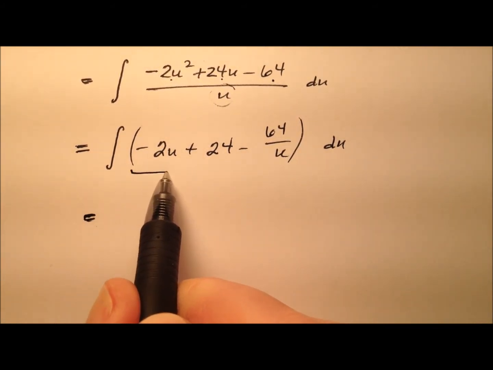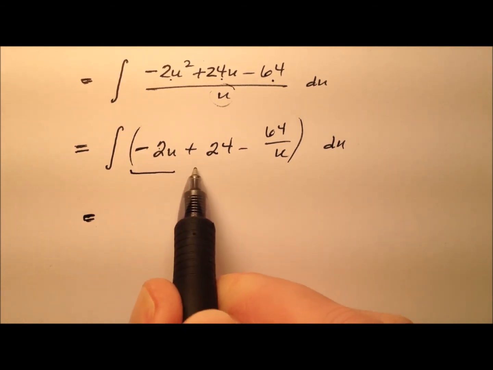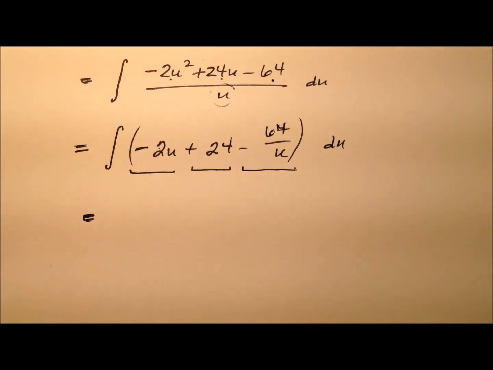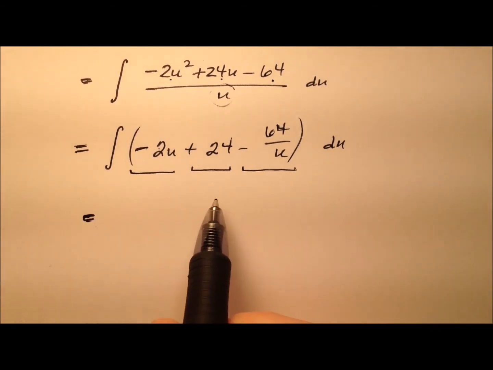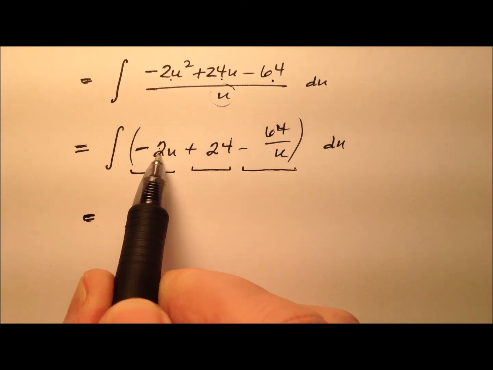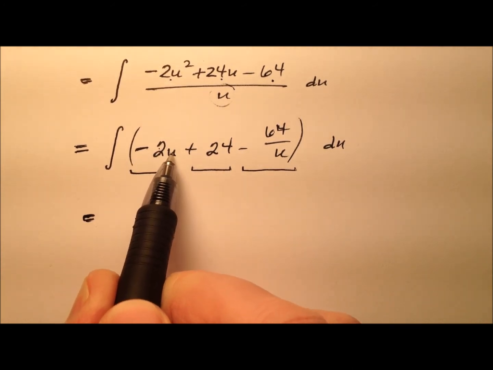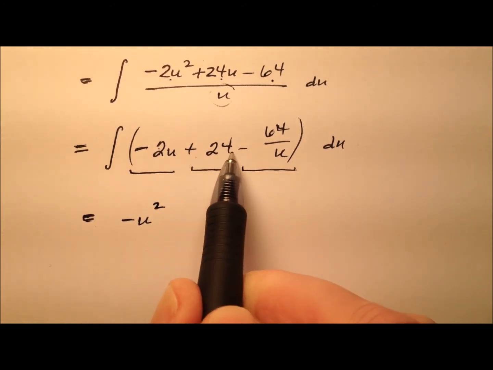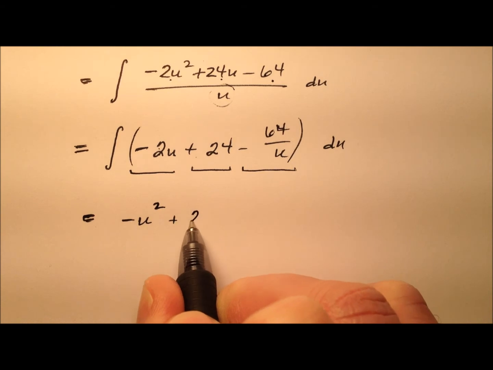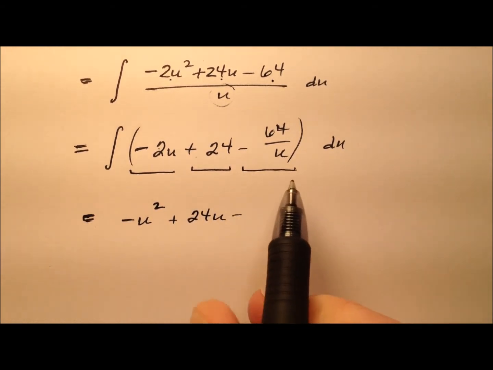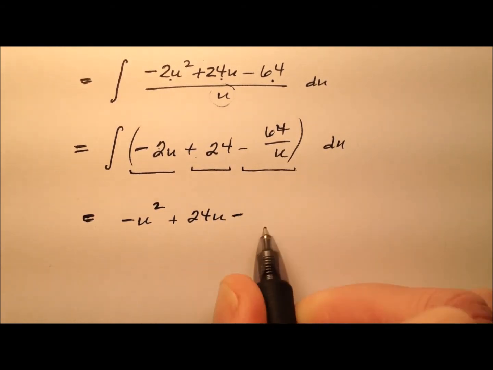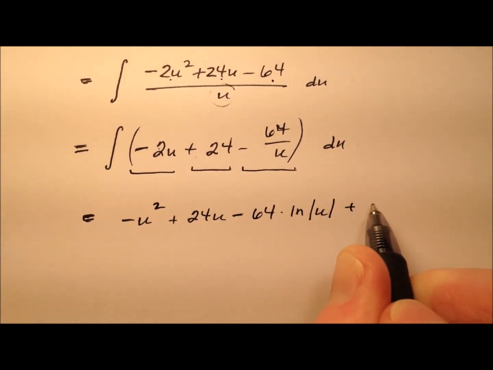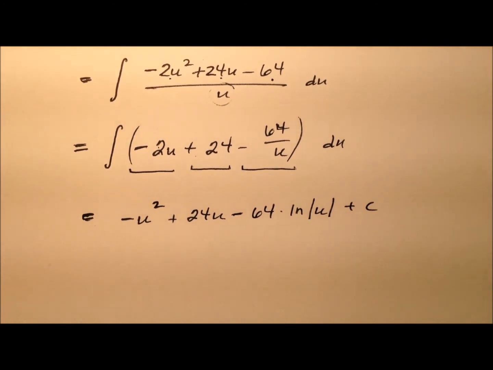Okay, so we have three pieces to integrate. This negative 2u, this positive 24, and this negative 64 over u. So each of these is going to be pretty easy in and of itself. So we have negative 2u. The integral of 2u is going to be u squared, so it'll be negative u squared. The integral of just this constant 24 will be 24u. And then the integral of 64 over u, so that'll be a negative 64 times the natural log of the absolute value of u. And then, of course, our plus c at the end.